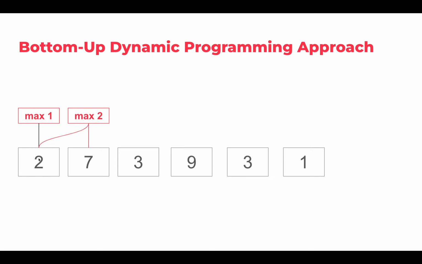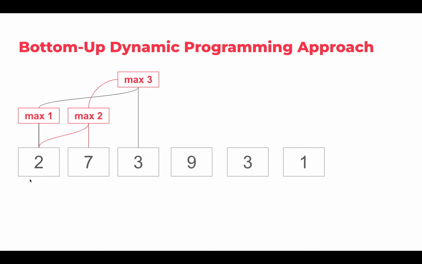Think about that instance. If we only have one element, we choose that element by itself. If we have two elements, we choose the maximum of the two elements. I'll call that entry max 2. Now, what happens if we have a third element? If we have a third element, I need to add max 1 plus this 3 as my first option versus max 2 as my second option.